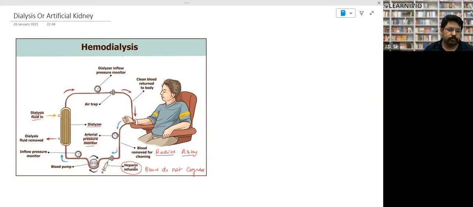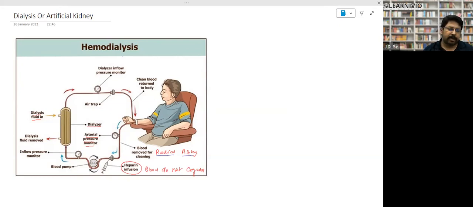Now we transfuse heparin, and we know heparin does not allow the blood to clot or coagulate, right? Then heparin is injected. There is a blood pump which pumps the blood. We maintain the pressure, and blood passes through a number of small, semi-transparent pipelines made of cellophane, right? These pipelines are surrounded by a fluid called the dialyzer, right? All these pipes are inside the bath with the dialyzer.